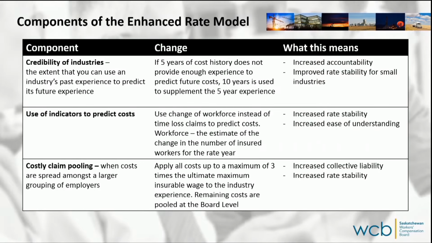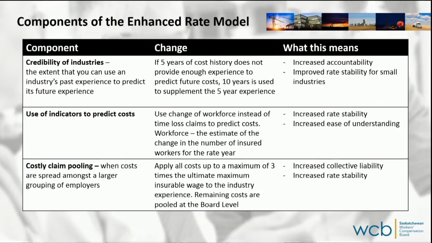The third component is costly claims pooling. Cost pooling is when costs are spread amongst a larger group of employers. For example, certain costs may be allocated at a rate code level or amongst all employers in the system. This increases collective liability so that a group of employers are not unfairly burdened. Under the old model, we only pooled pension costs above $90,000, and it was done at the class level. And then we redistributed that based on a fixed percentage of payroll. So it was very limited pooling other than the way we handled fatalities.